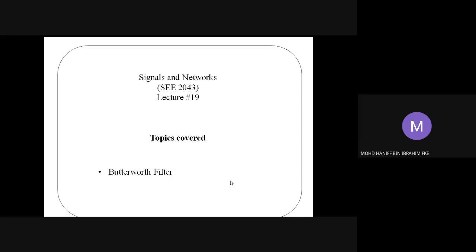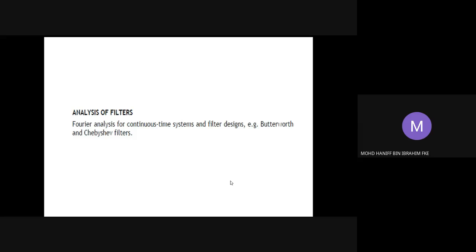So let us proceed with lecture 19 now. This is based on our CI. The things to be covered in chapter 6 will be on Fourier analysis for the CT system, or continuous time system, and the filter design. As I mentioned before, we're going to have a look at two main filter types, which are the Butterworth and the Chebyshev filters.